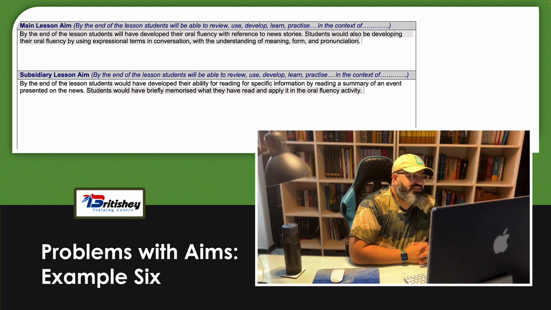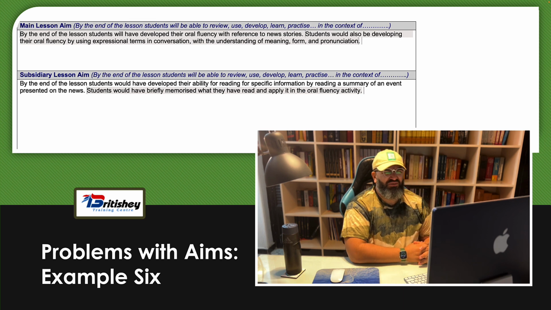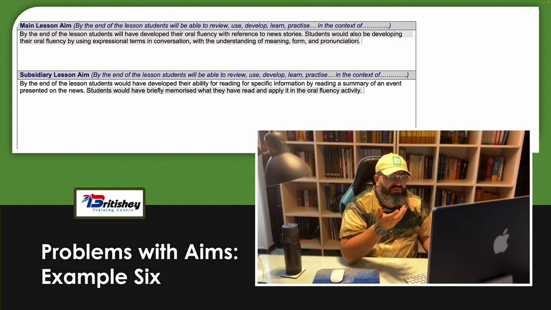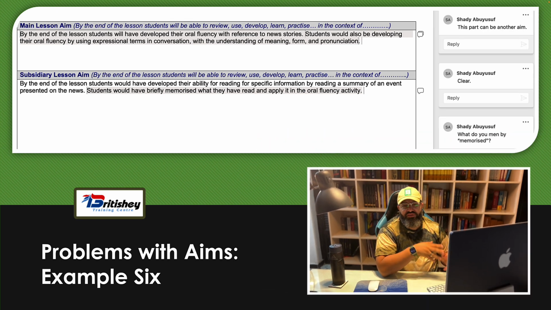By the end of the lesson, students would have developed their ability for reading for specific information by reading a summary of an event presented on the news. Students would have briefly memorized what they have read and applied in the oral fluency activity. So again, the second one also, is it an oral fluency activity? Is that speaking? And then you said reading in the beginning, so all over the place.